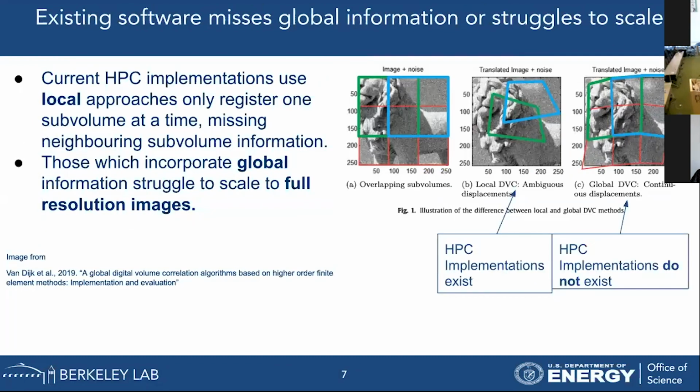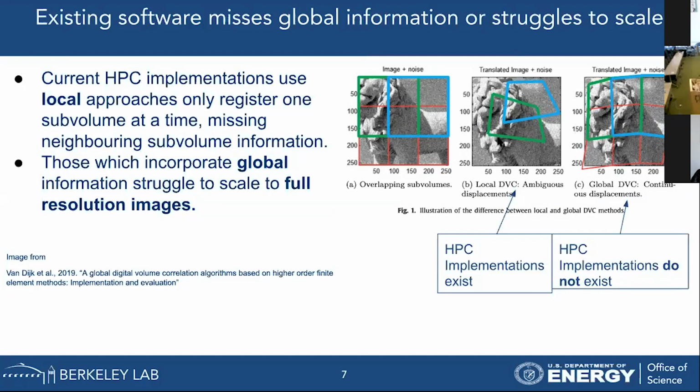Our argument, of course, is that the existing software is inadequate. There's really only two ways that you can go about this. There are various sub-ways that you can try to solve it, but this image from Van Dijk et al. illustrates it very well. Suppose you have two overlapping subvolumes of this first image of a lion, and part of the lion you'll notice is out of view. Now we shift the lion so that he's in view, and that's what you see in the two images to the right. If you're doing what's called local digital volume correlation, you treat the green box and the blue box as independent, and you try to find where is their best match in the second image.